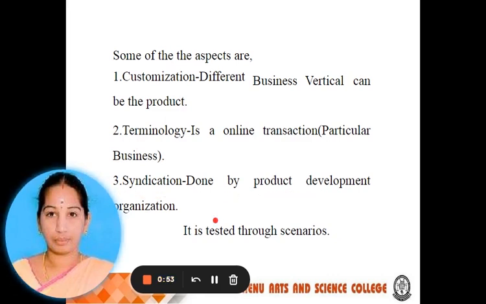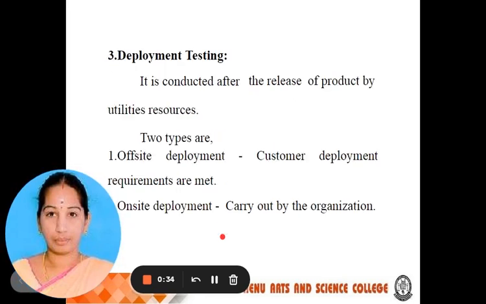It is done by the product development organization. So it transfers something to any group of an organization. Syndication is nothing but transferring the data or information to any group of some other organizations. So that is what we call syndication. It is tested through some scenarios. Okay. And then the next one is deployment testing.